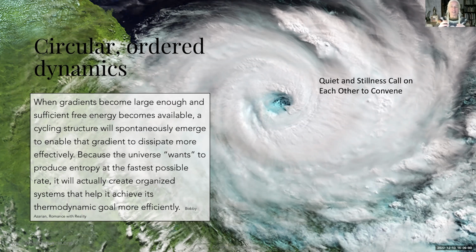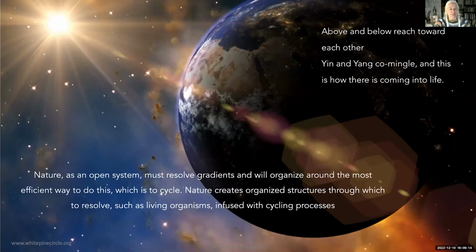So I think we can really see that this is describing the same phenomena of how life gets created as the science of thermodynamics. And here, above and below reach towards each other, yin and yang commingle, and this is how there's coming into life. And here, nature as an open system must resolve the gradients and will organize around the most efficient way to do this, which is to cycle. Nature creates organized structures through which to resolve, such as living organisms infused with cycling processes.